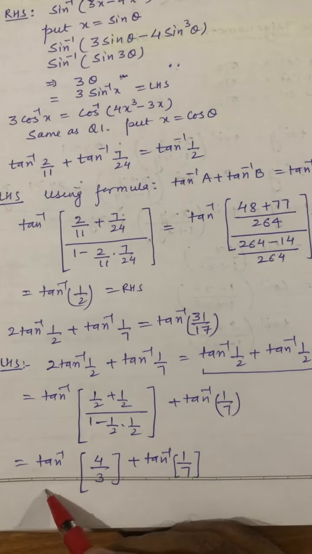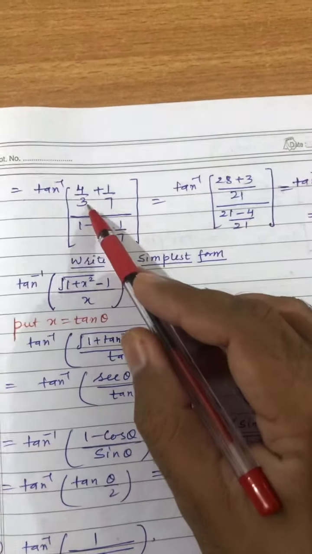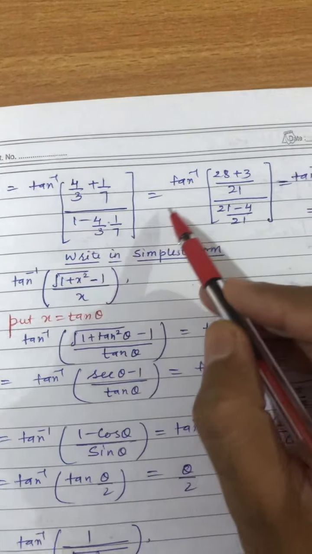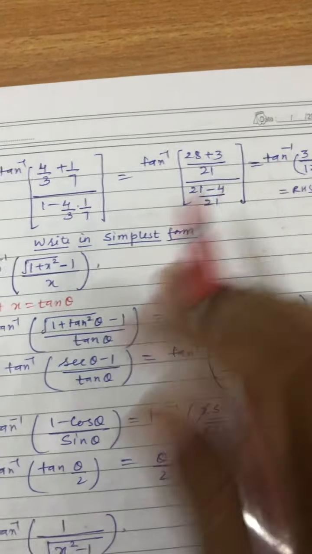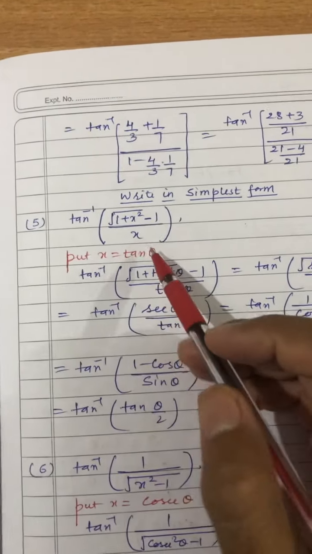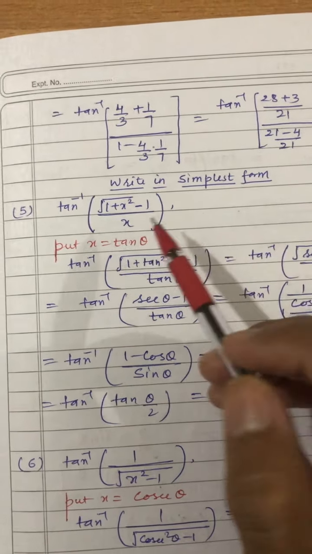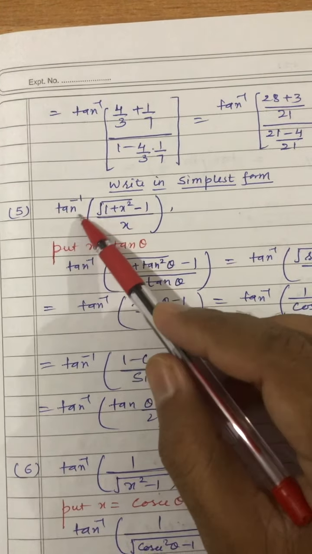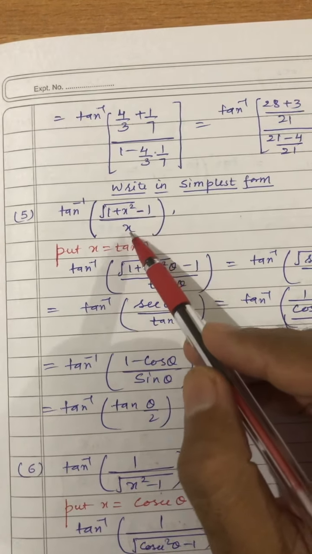Now once again use the formula tan⁻¹A + tan⁻¹B in these 2 terms. When I apply the formula tan⁻¹((A + B)/(1 − AB)) again, on simplifying we get the right hand side. Now next question, question number 5, write in simplest form. When I say write in simplest form, that means I have to remove the inverse sign. So this is tan⁻¹((√(1 + x²) − 1)/x).